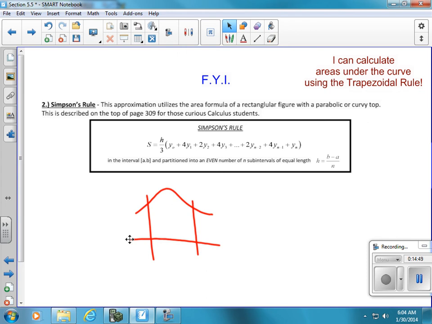So that's the end of chapter 5. Yahoo! We've got a chapter and a half to go.